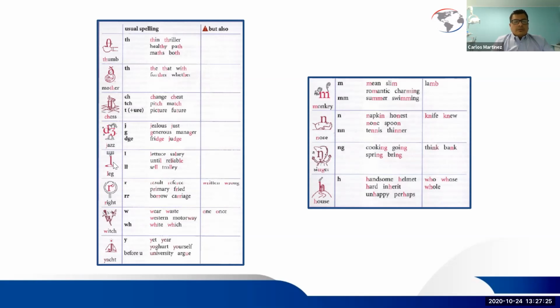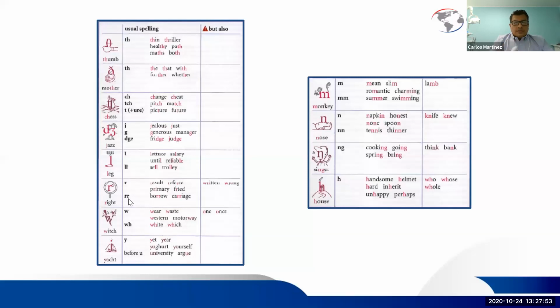Now the L sound is pronounced by one L or both L's, but they pronounce the same sound. Lettuce, salary, until, reliable, okay, LE. The E, like I said before, sometimes is not pronounced, so we only pronounce the L. Reliable, two E's, two L's, sell and trolley. Okay. Now the R, like right, can be represented by one R and two R's.